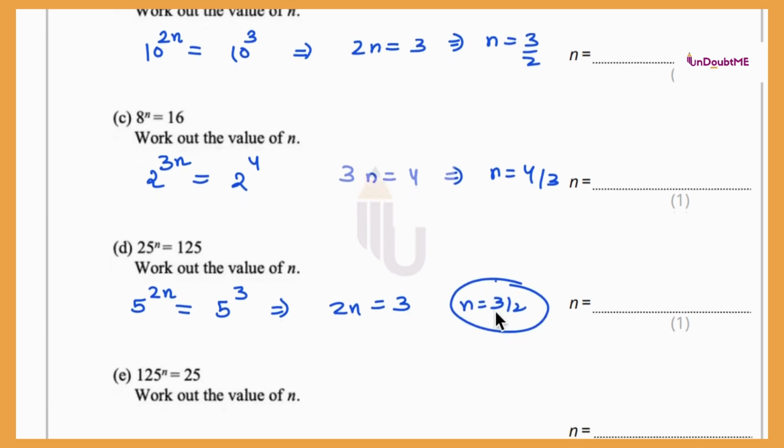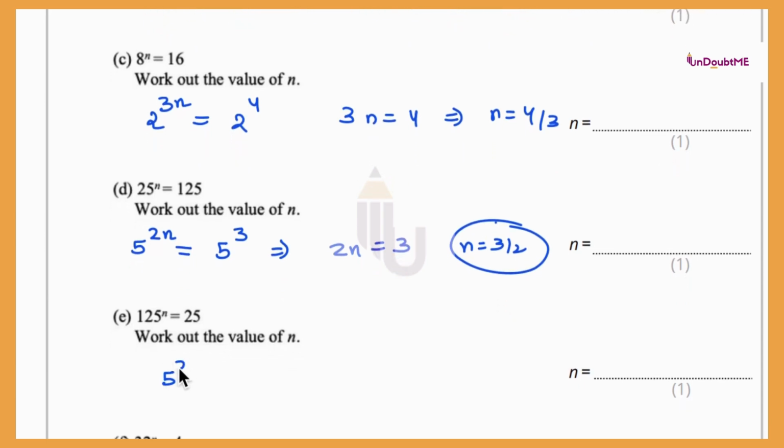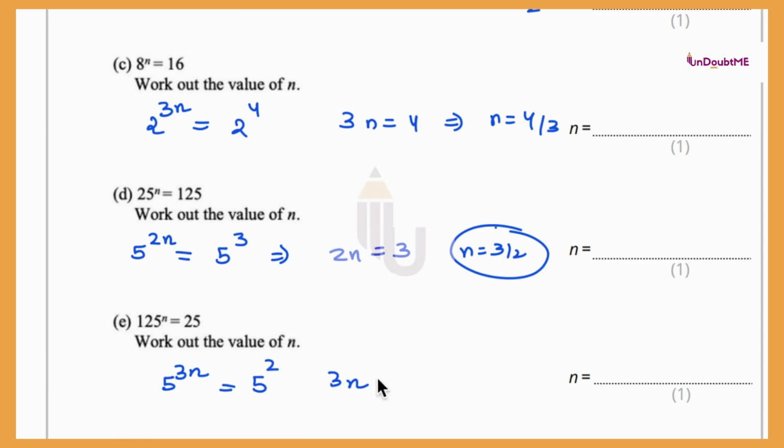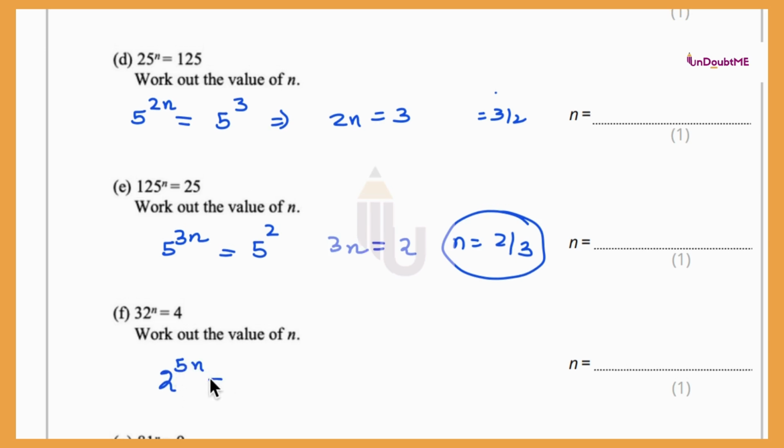Likewise, for E, we have to just follow the same approach. We will be writing 125 as 5 to the power 3, and then n is equal to 5 to the power 2, then 3n is equal to 2, and n is equal to 2 by 3. That will become the answer. Next question, 32. 32 can be written as 2 to the power 5, so 5n is equal to 2 gives n is equal to 2 by 5.